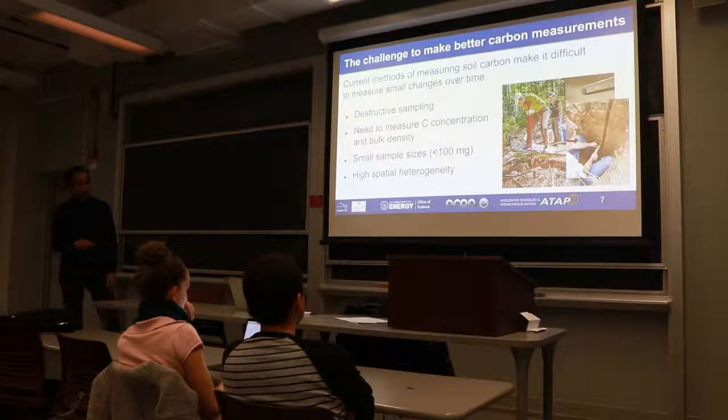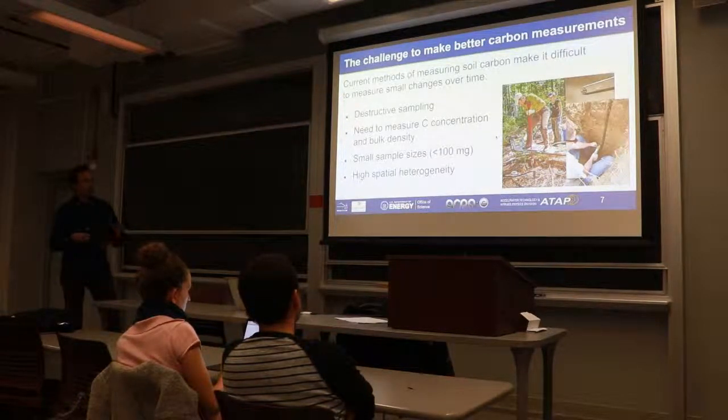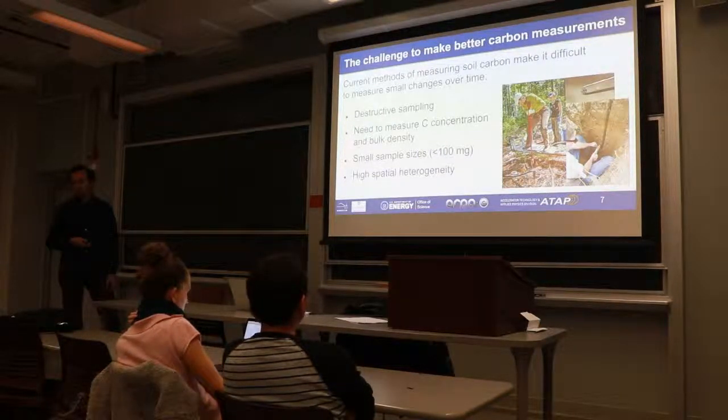So here's Christina taking a core sample. You can see it goes quite far down, and it's hard work. And once you have them out, you have to know the bulk density to get the carbon concentration, which is what you really want. And in the end, you use small samples because you don't want to analyze the whole core that you extracted. You take a small sample out of that core to get your data.